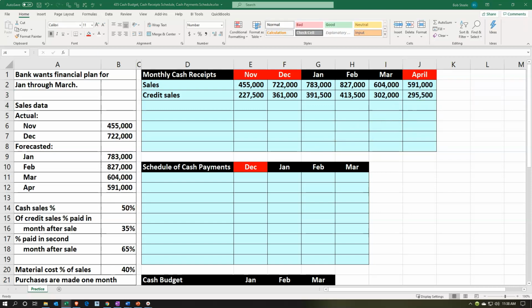You could use a mixed reference. I get comments on that sometimes, but an absolute reference works. So that is what I would use there.